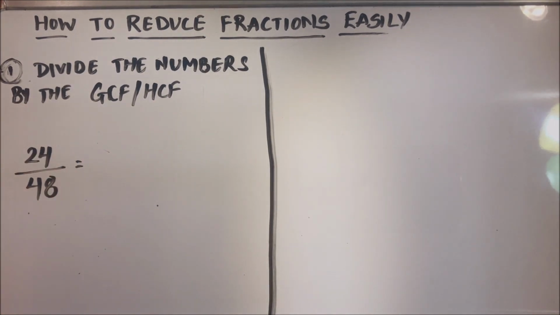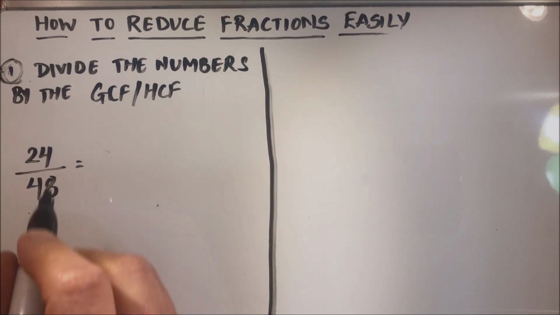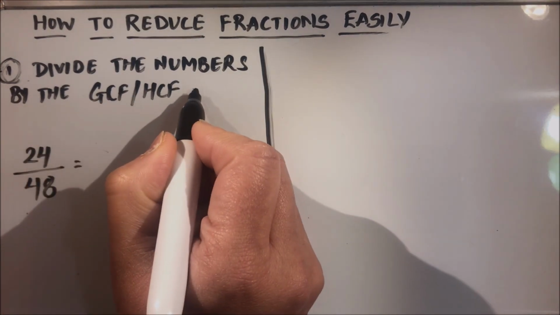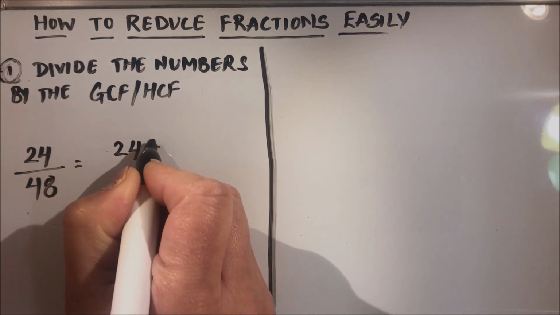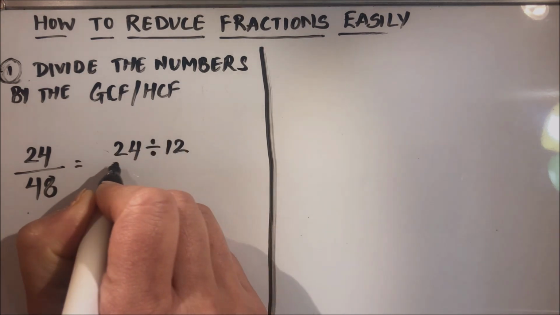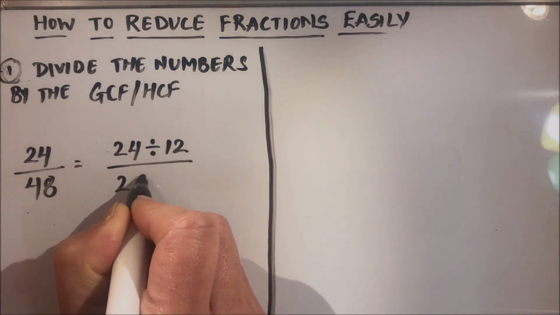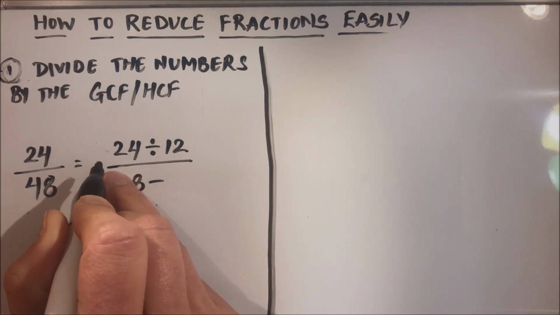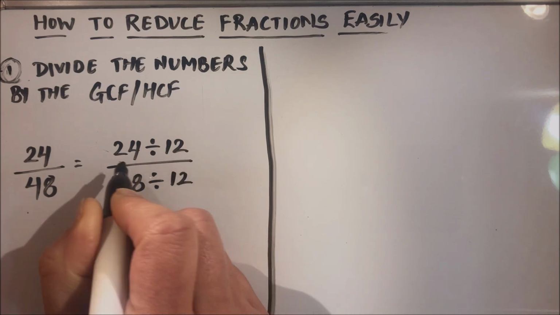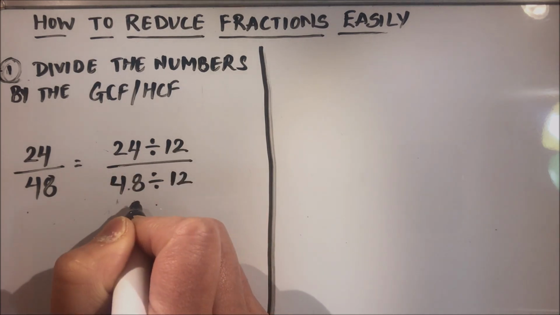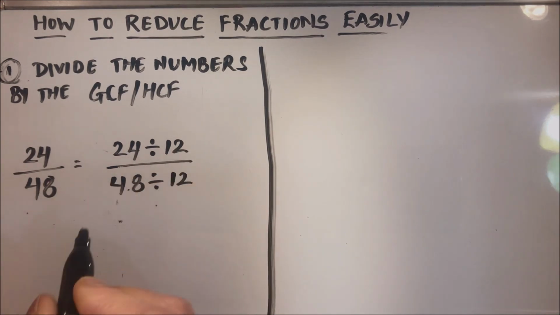So here, if you see my other video on how to find the GCF, the GCF of 24 and 48 is 12. So we'll divide the two numbers by 12. Whatever we do to the numerator, we have to do to the denominator, so the value of the fraction does not change. So we are going to divide the numerator by 12 and the denominator by 12.